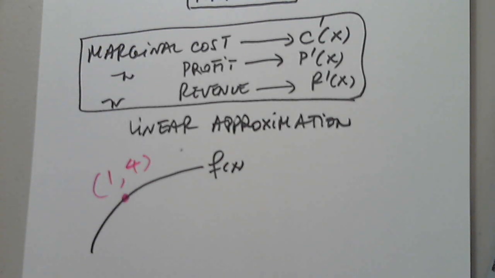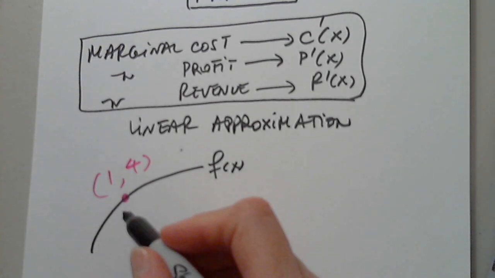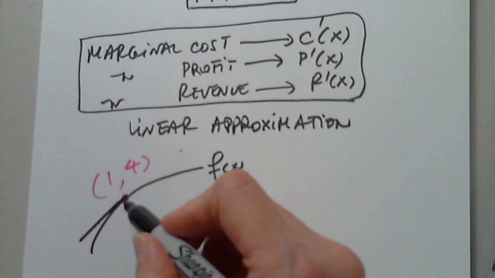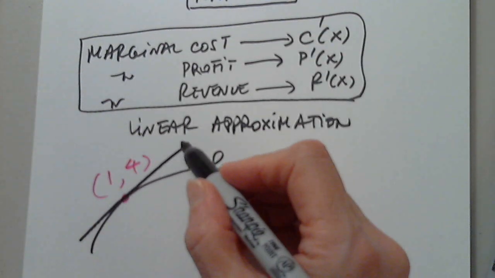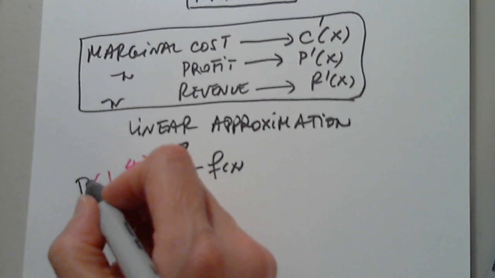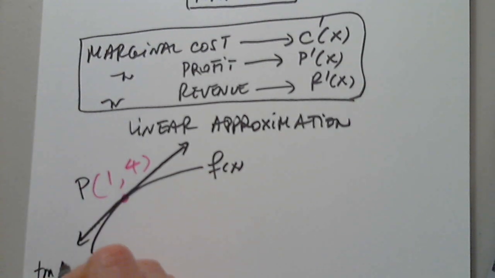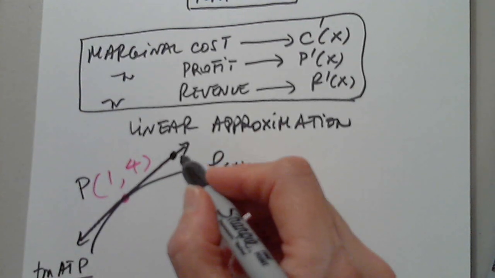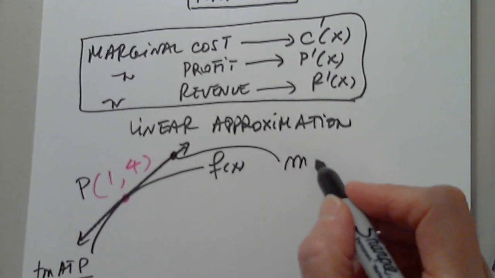Perfect. Great job. So here is, I'm going to draw the tangent line to that point. Here's the tangent line. I'm going to call this point P. So I'm going to say tangent at P. Can anyone tell us how to find the slope of this line?